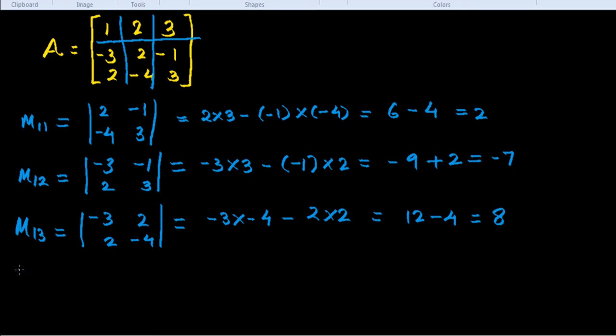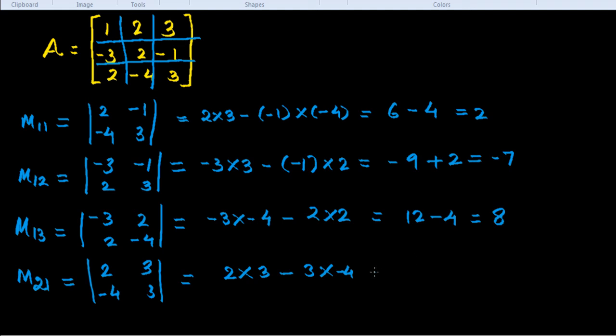Now M21. For a21, which is minus 3, we leave this row and this column. The other remaining elements, |2 3; -4 3|, we put here. Now we get 2 multiplied by 3 and subtract the off diagonal, 3 multiplied by minus 4. So we get 6 plus 12, which is 18.